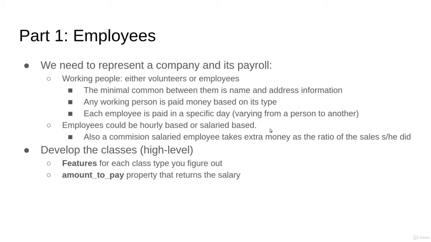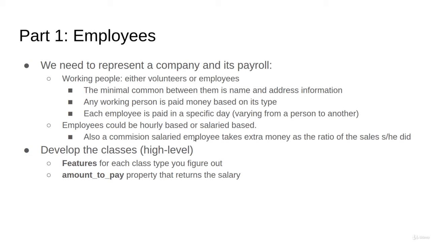As its name says, hourly based: someone who, let's say, worked this week for 20 hours, is paid maybe $5 per hour and so on. The salary based is someone who has a fixed salary per month. There is also one type that is a commission salaried employee. This guy also has a fixed salary per month, but he also gets some extra money for the sales that he is going to do. So according to the sales, there is some ratio that decides how much money he will gain for the monthly sales that he has done so far.